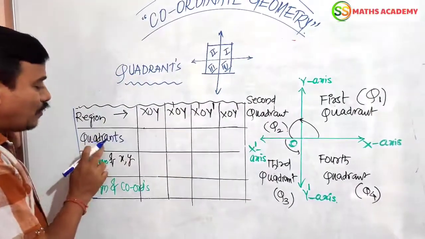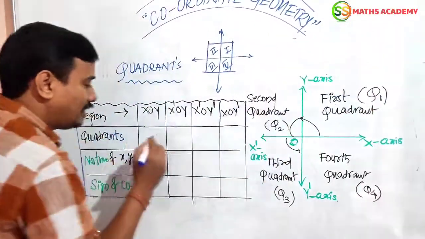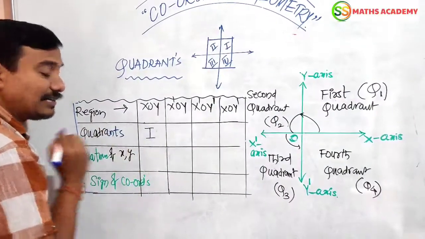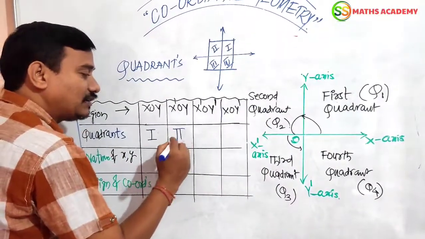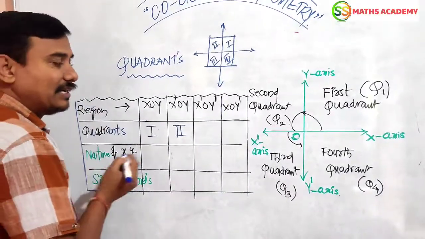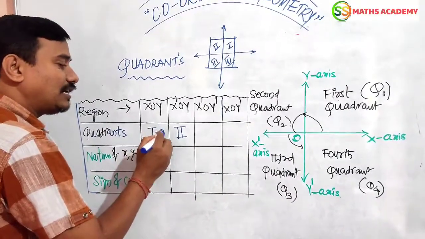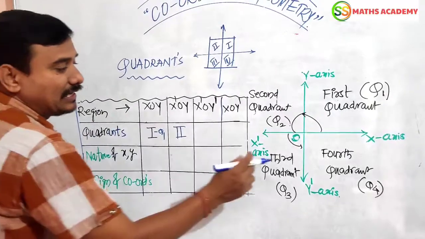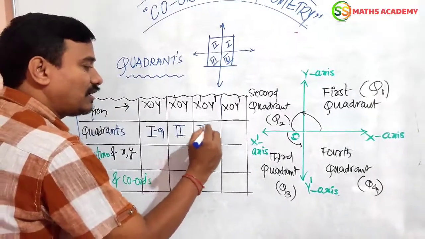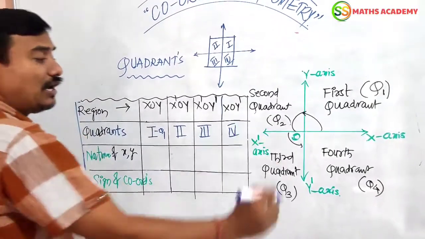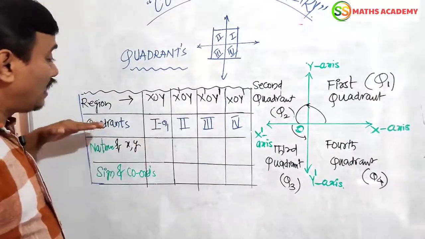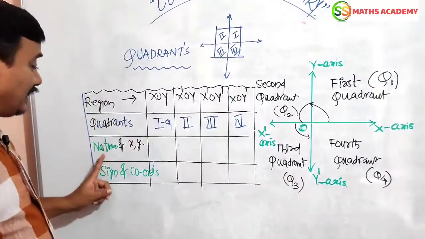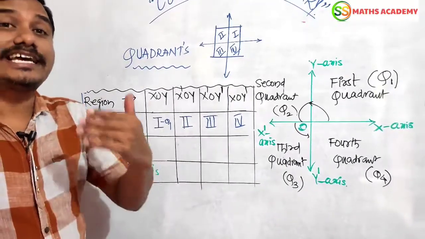First region. What is the first region? Name of the region is first quadrant. What is the name of the second region? Second region is second quadrant. You can write first quadrant as Q1 also. Now this is called third quadrant. Now this is also denoted by fourth quadrant. Four regions, 4 quadrants.